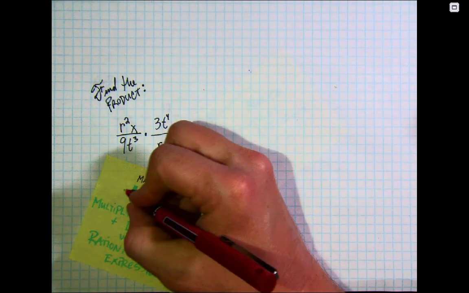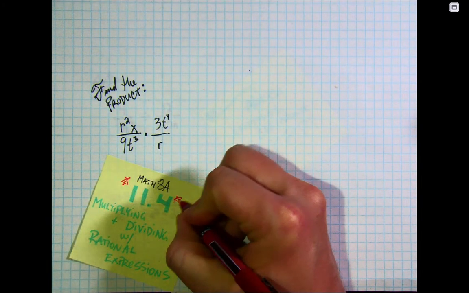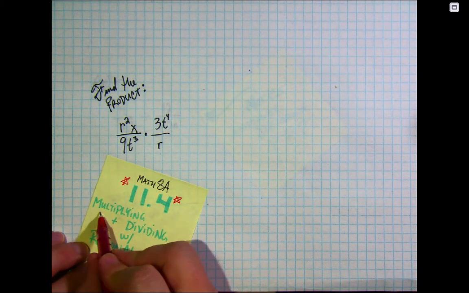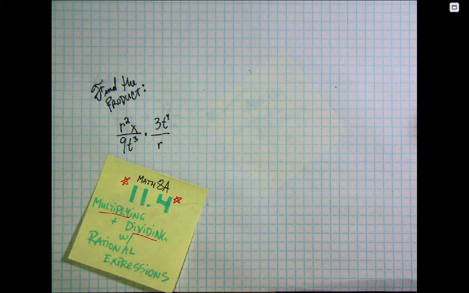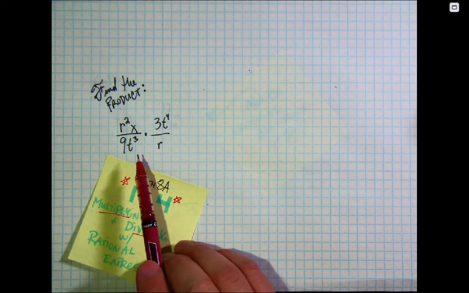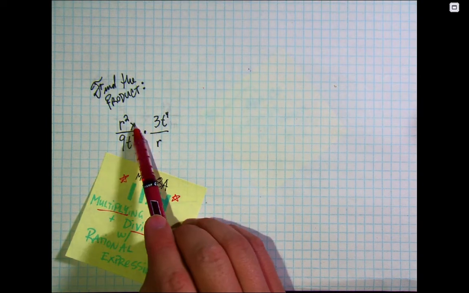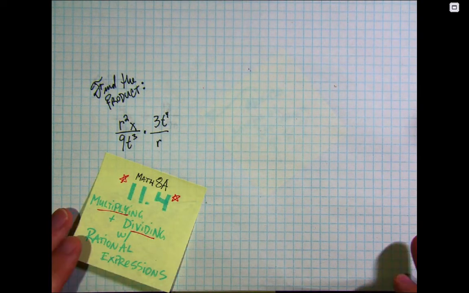All right, let's talk about section 11.4, the fourth section in chapter 11, all about rational expressions. Now we are going to be multiplying and dividing with rational expressions. So you might have something like this, where you have a product, and you're going to have to multiply a rational expression times another rational expression.